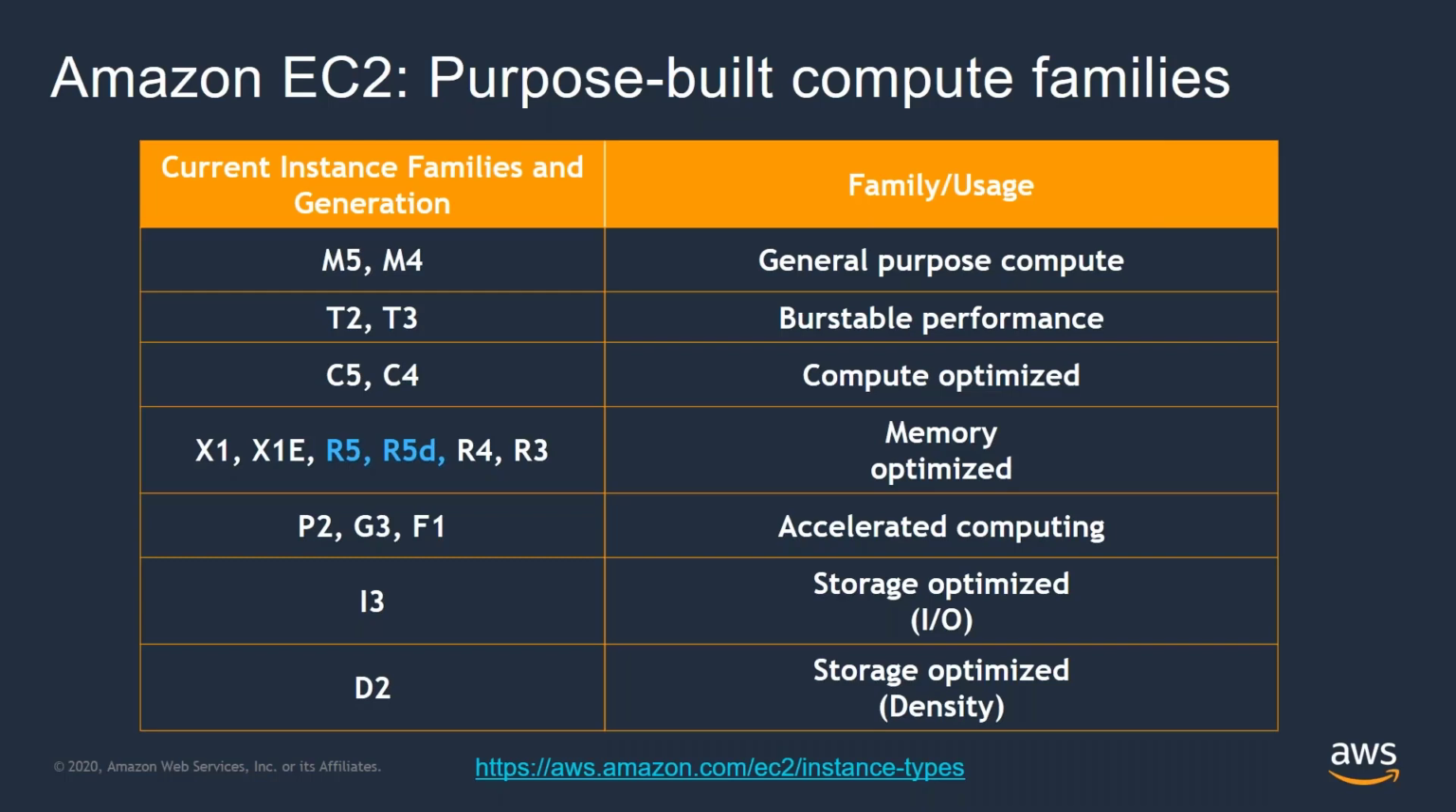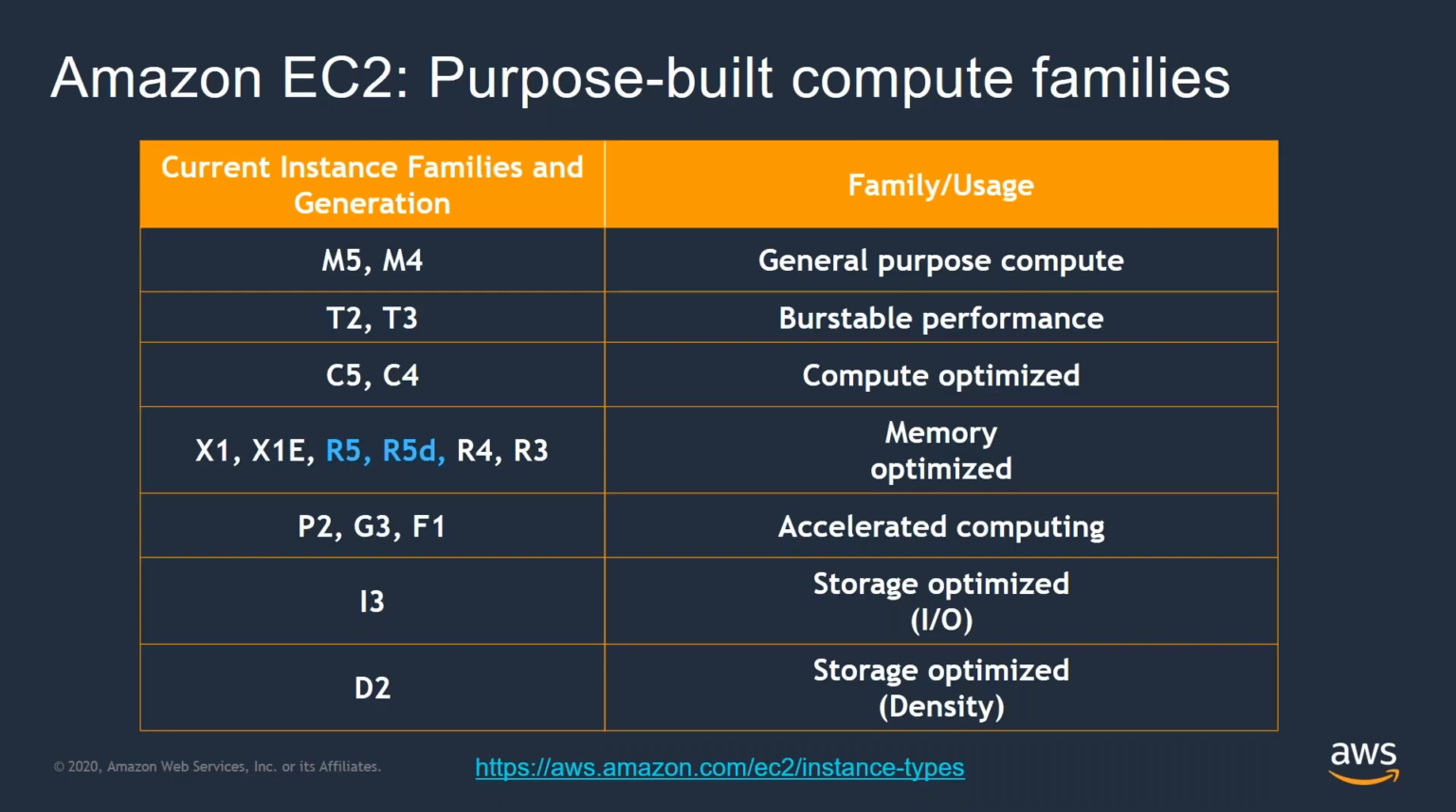In the case of SQL Server, I recommend running the R5 and R5D families. The reason for that is the instances in the R5 family cost approximately 7% more than the M family, the family for general purpose compute, but in exchange for that 7% increase, you get approximately double the RAM.